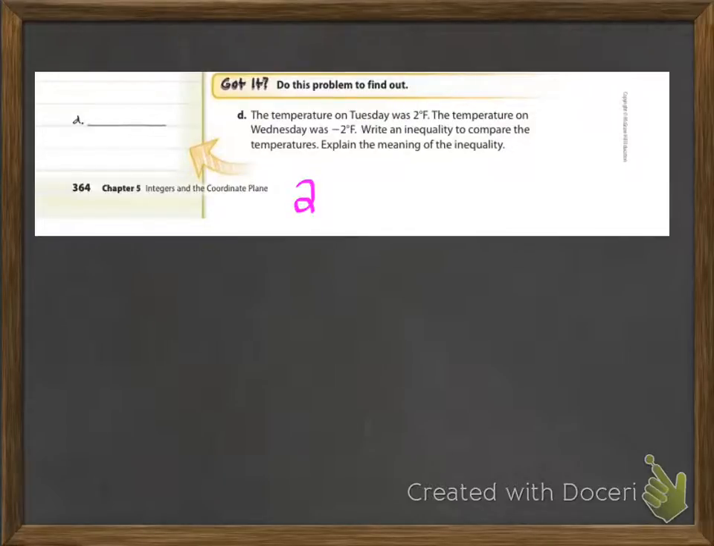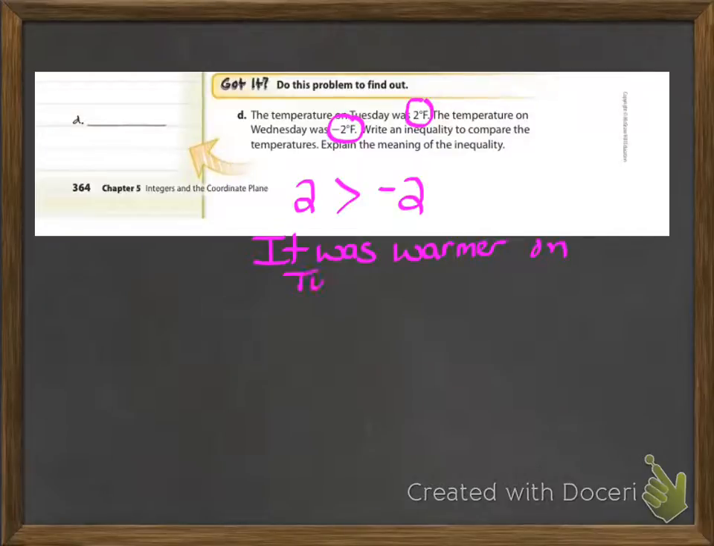So I'm starting by writing my 2, and then I'm going to write my negative 2. And I got those numbers from my word problem here. 2 is greater than negative 2. And what that means is that it was, think about temperatures, warmer, or you could use the word hotter, on Tuesday. That's what this is talking about here.